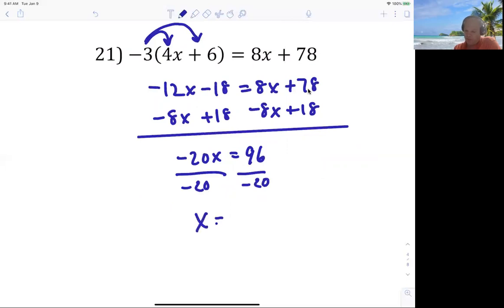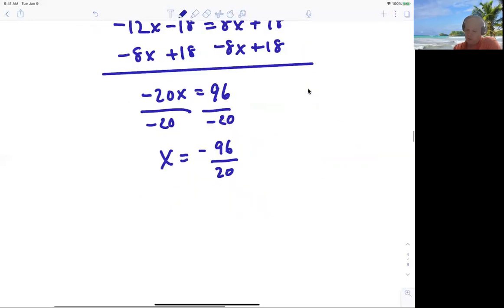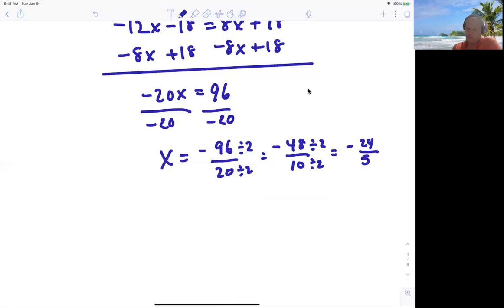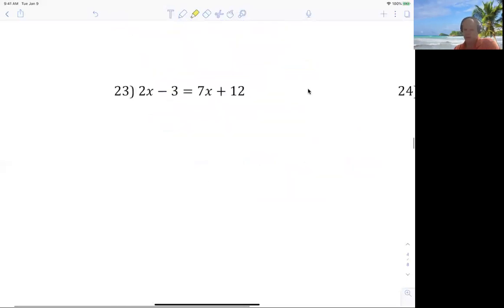And we want to leave it as a fraction. So we say -96/20. Now I know they're both divisible by 2. So now I say -48/10, divided by 2 again, -24/5. All right, so that's our answer. X equals -24/5. All right. Now let's take a look at 23.